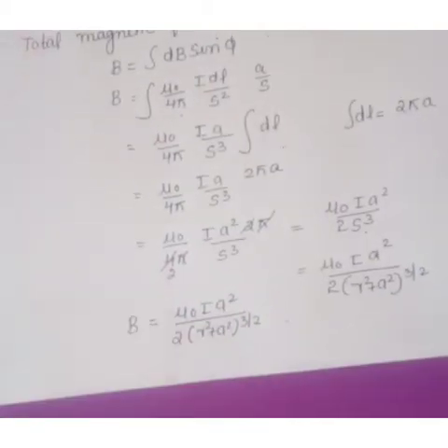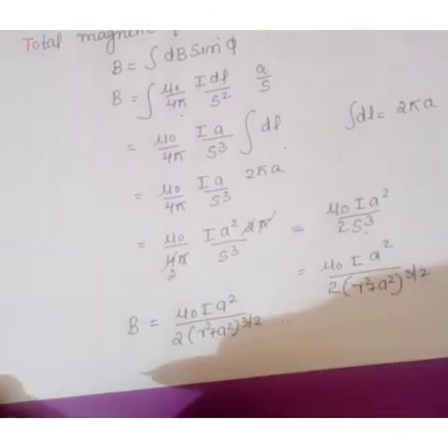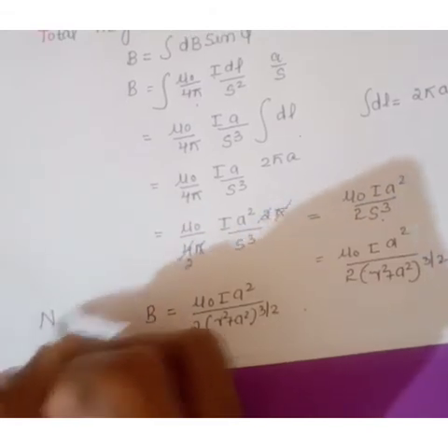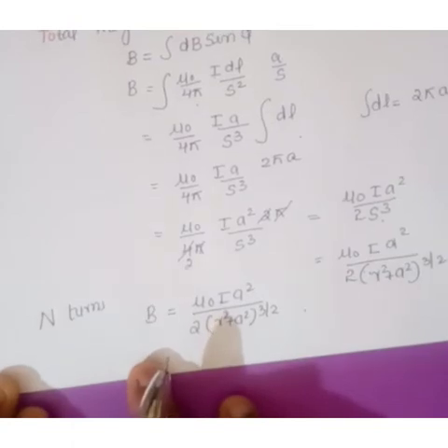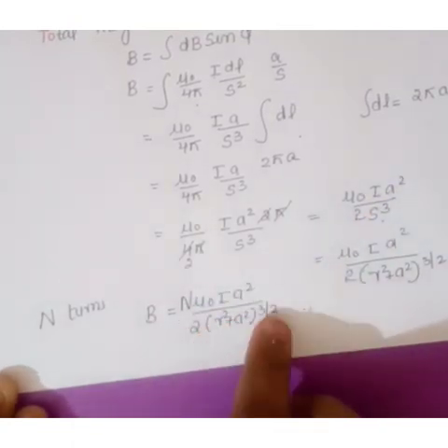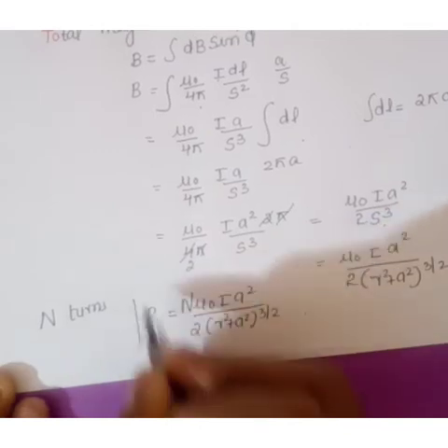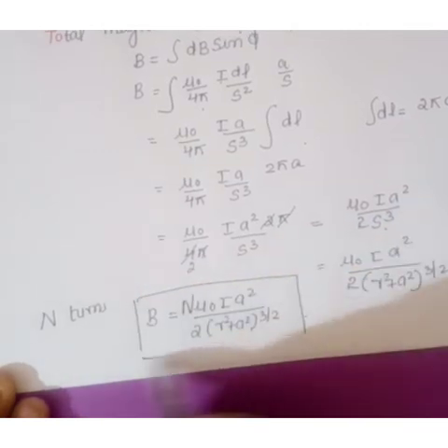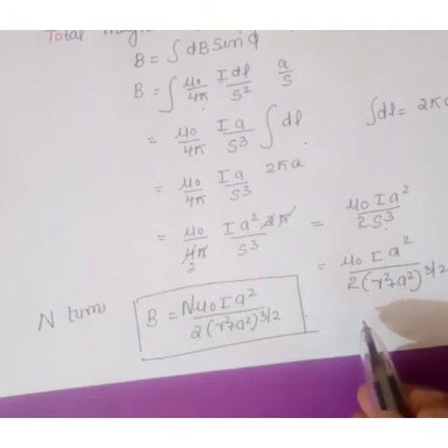Okay, so here you have to consider only one coil. If we consider n number of coils, that is capital N turns, then what about the magnetic field B? B is equal to N mu 0 I a square divided by 2 into r square plus a square raised to 3 by 2. So this one is the magnetic field along the axis of a circular current loop.